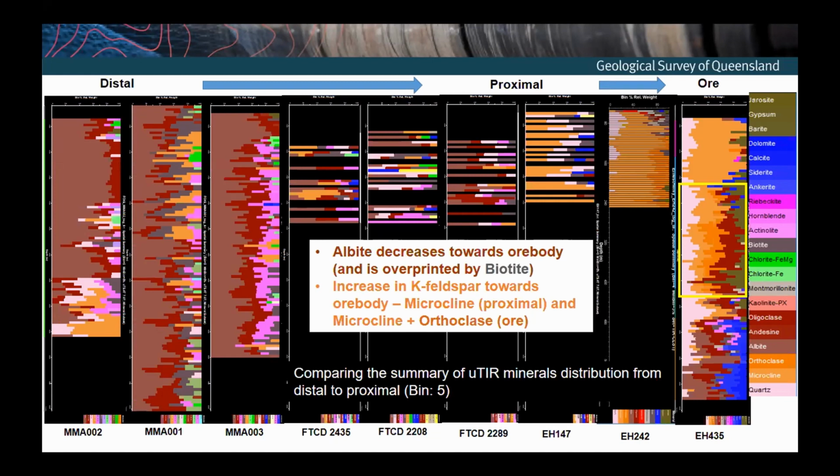Microcline is typical for proximal alteration, but within the ore body, it's much more orthoclase than microcline. So it's something new which we didn't know until we had a closer look at spectral data.